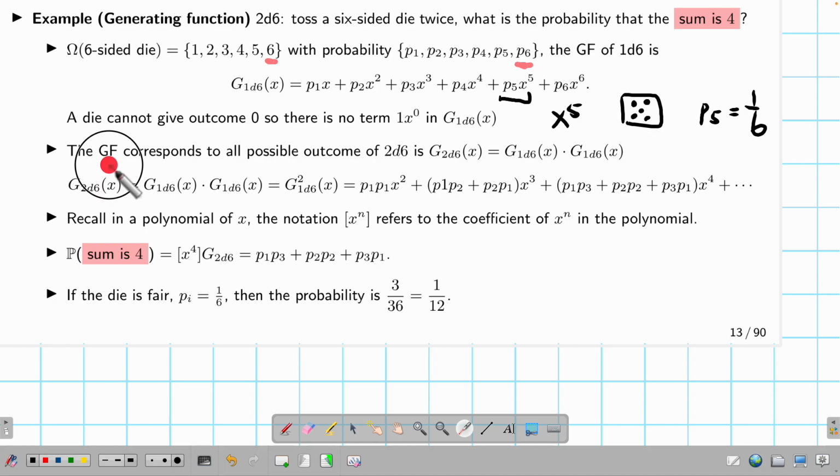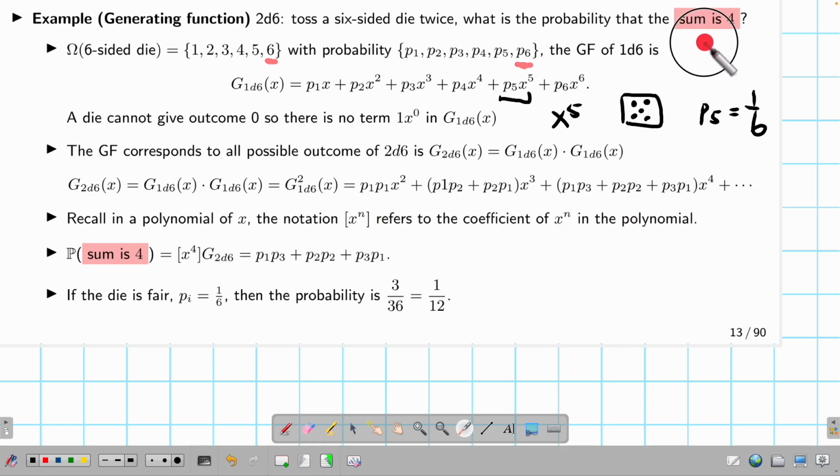So what's the generating function of all possible outcomes of 2d6? That means you toss a die twice. By the product rule, the two polynomials multiply together. So the generating function of 2d6 is the generating function of 1d6 multiplied by itself, so the whole thing squared. We use this notation to refer to the coefficient of x to the power n.